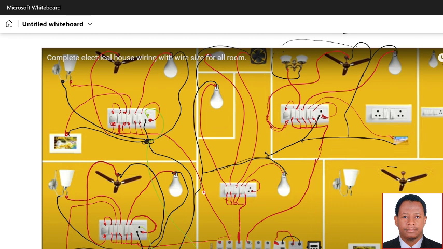Now we'll go to this circuit breaker. This circuit breaker is going to control this switch. This circuit breaker is going to this switch again. So you'll see that we can also do the house wiring of all our rooms.